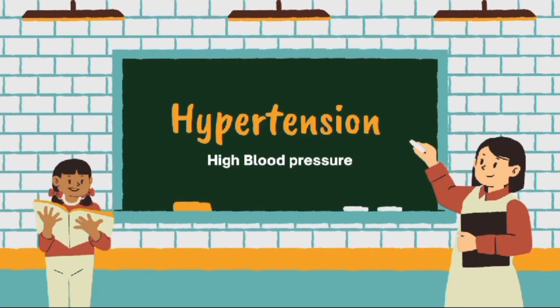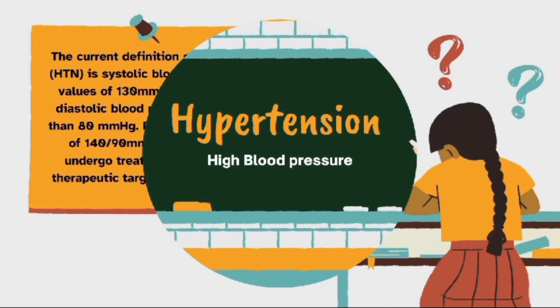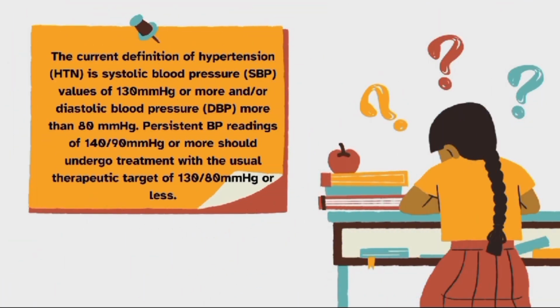Today's topic is hypertension, that is also called high blood pressure. The current definition of hypertension is systolic blood pressure values of 130 mm of mercury or more and diastolic blood pressure more than 80 mm of mercury. Persistent blood pressure reading of 140 by 90 mm of mercury or more should undergo treatment with the usual therapeutic target of 130 by 80 mm of mercury or less. This is hypertension.